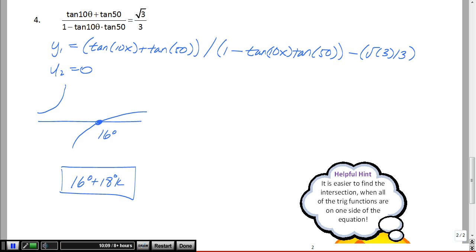Your period is 18 degrees because it is tan of 10 theta. So pi, or 180, divided by 10 is how you end up with your 18-degree period. There was only one intersection, and it's 16 degrees, so 16 plus 18k, and you are good to go.